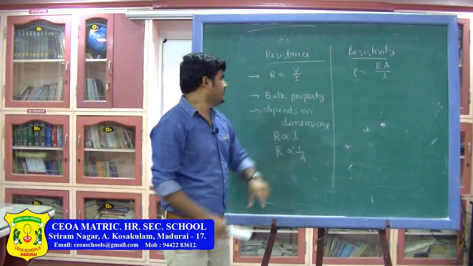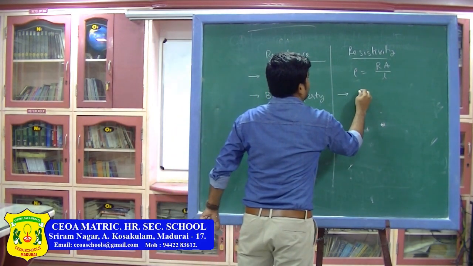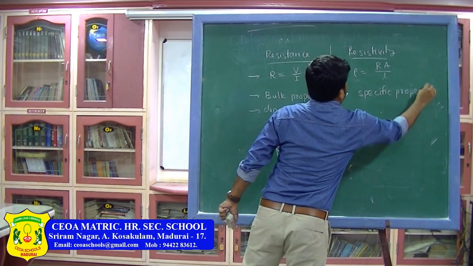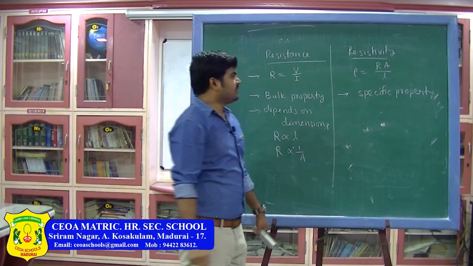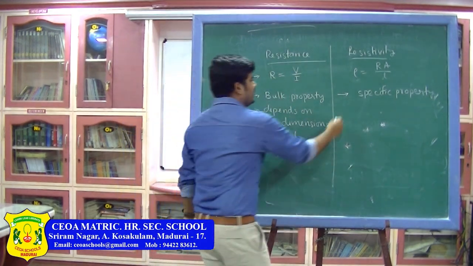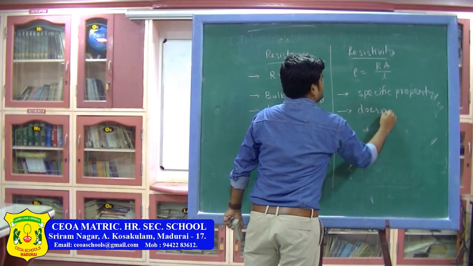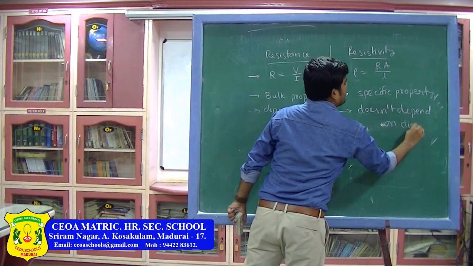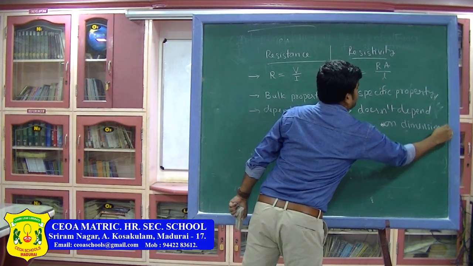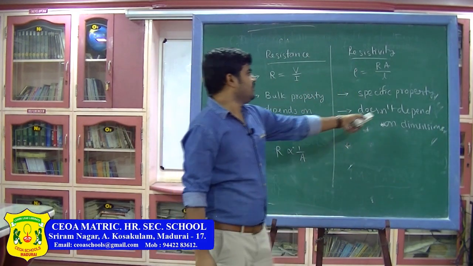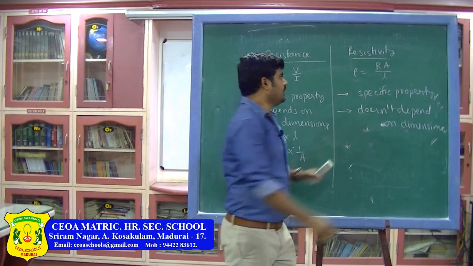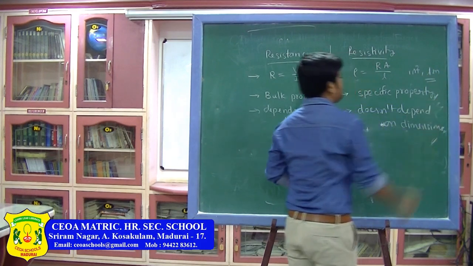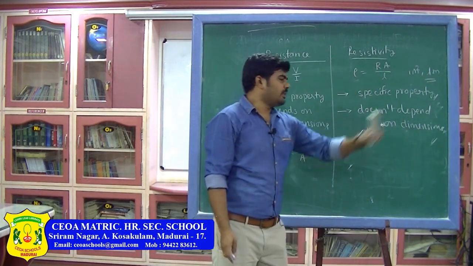Whereas this particular resistivity is the specific property of the material. That means it is the material's property, and it does not depend on dimensions. Whatever may be the dimensions of the material, resistivity is the same for any dimensions, because it is defined per unit area and unit length of the material. That is why it is known as the specific property of the material, which does not depend on dimensions.